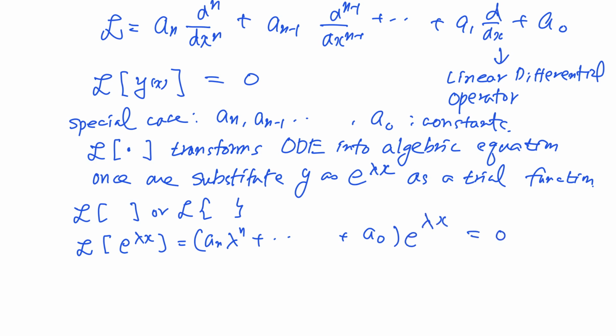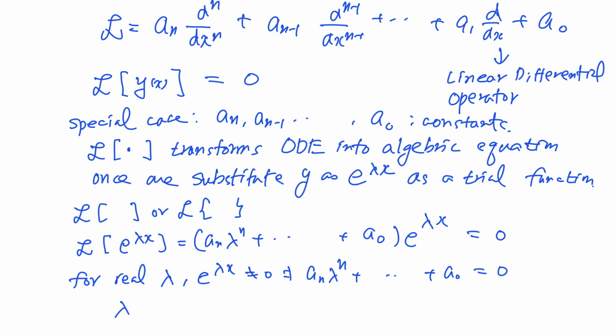And exponential lambda x is never 0, right? For real lambda, exponential lambda x is non-zero. So the only possible case is that the expression in the parentheses is zero. That means a_n lambda^n + ... + a_0 is equal to 0. By the fundamental theorem of algebra, we have n roots, so lambda can be lambda 1, ..., lambda n.